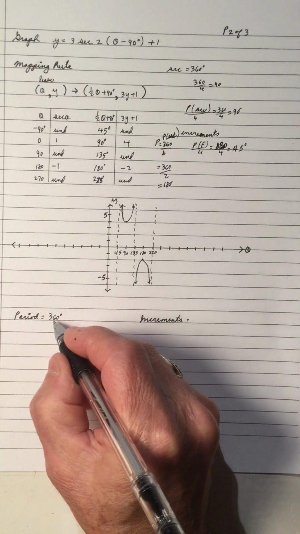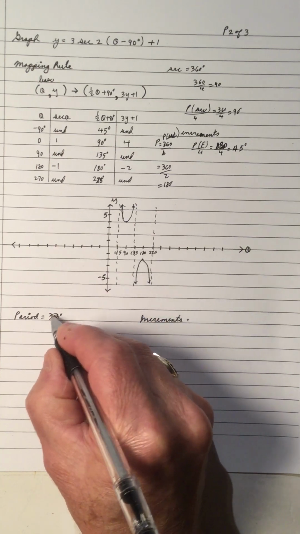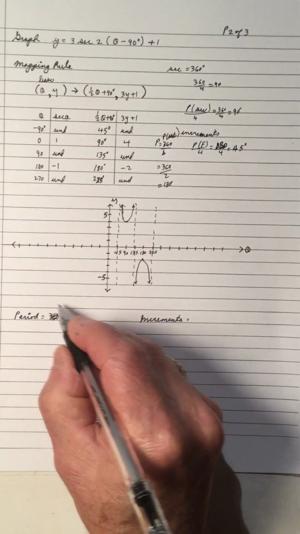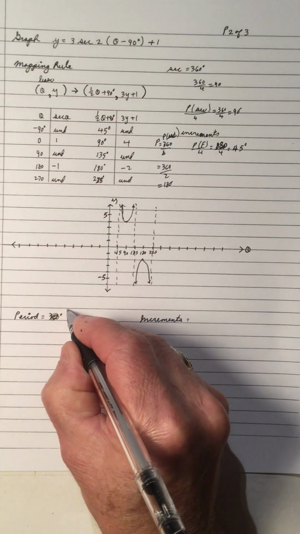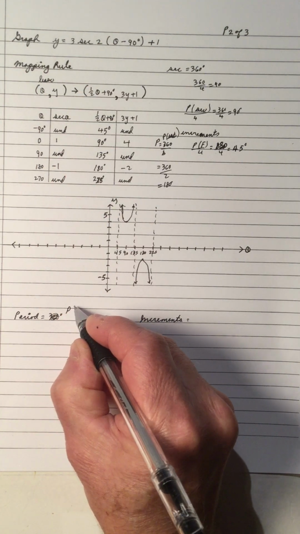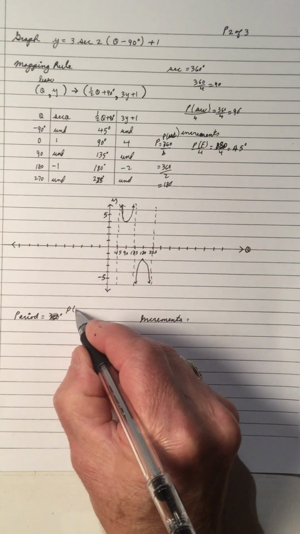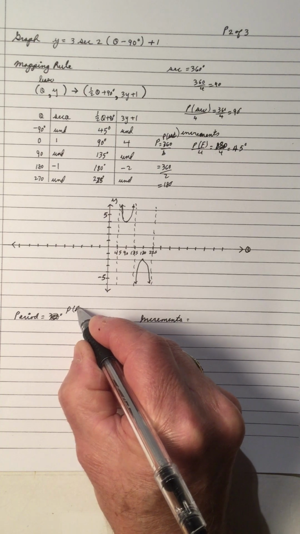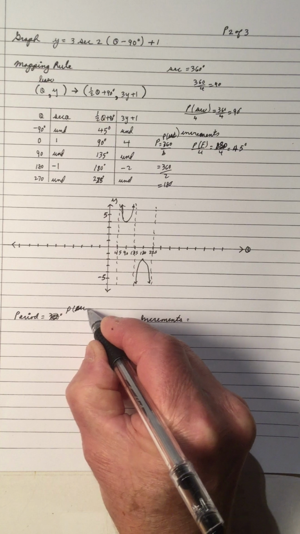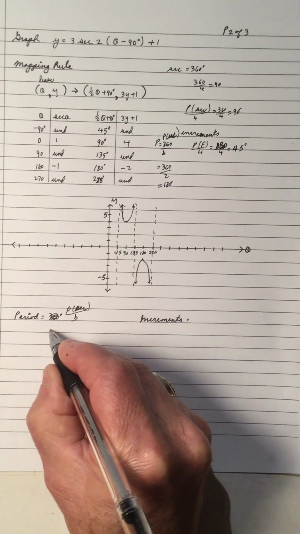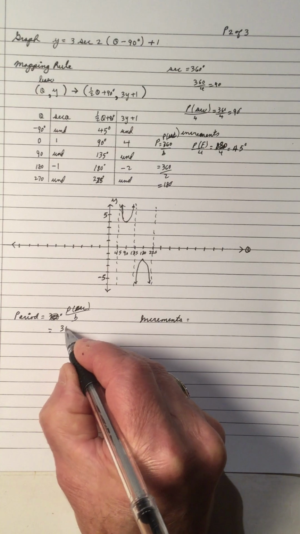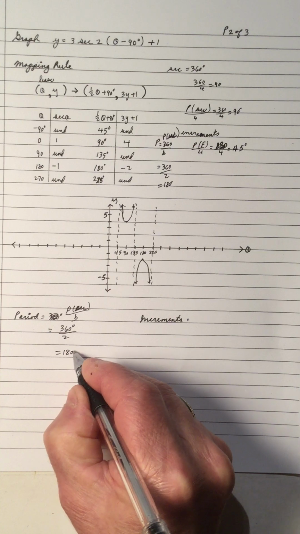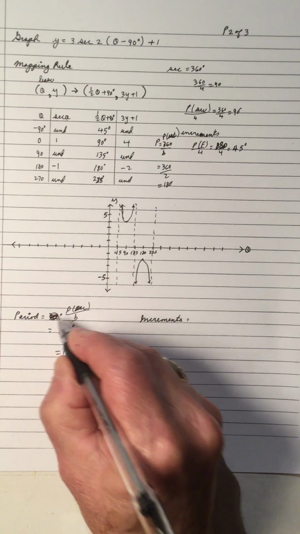The period for this graph, for the equation up here, is the period of secant divided by b. So the period of secant is 360 divided by b, which is 2. So that makes it 180. Gotta be careful, it can get confusing.